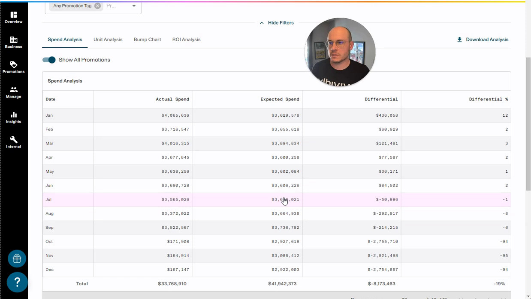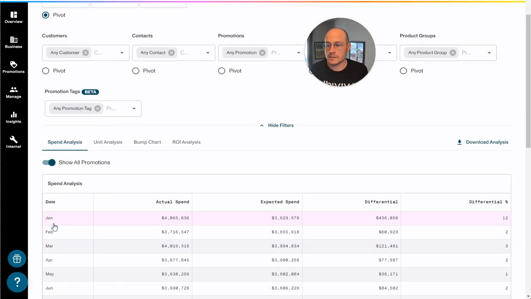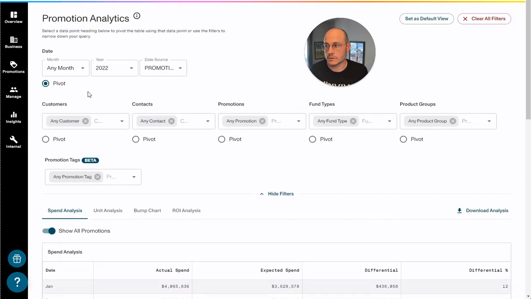Now, this information can be sliced and diced in a lot of different ways. Right now, I'm looking at the total business by month. But from here, I can pivot and filter this information. So some other examples of questions that get more granular are what is most responsible for any differential we have in the accuracy of our planning? So I can see here in January, we overspent by $436,000.